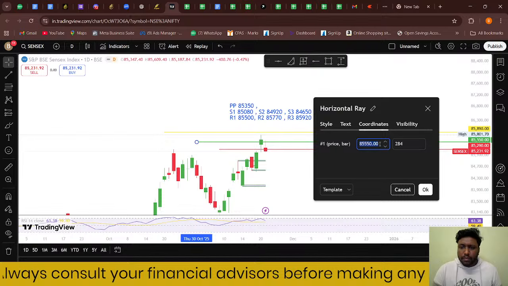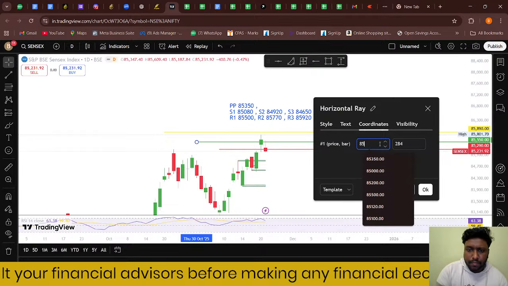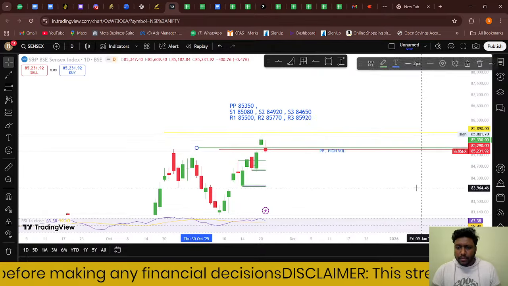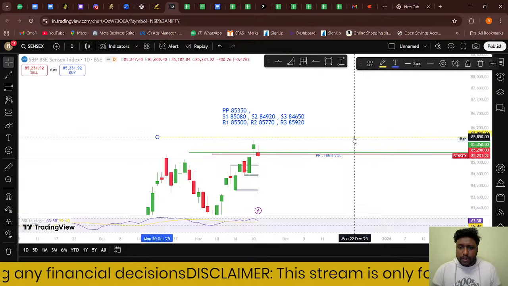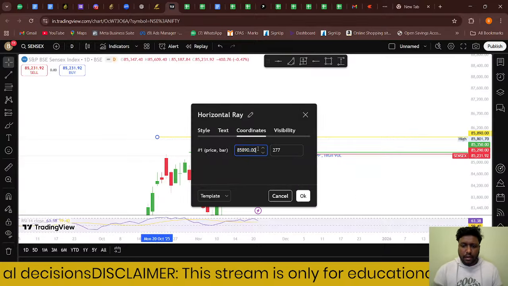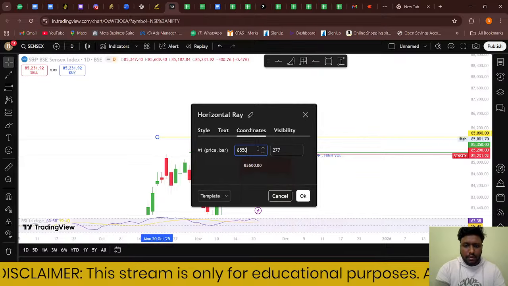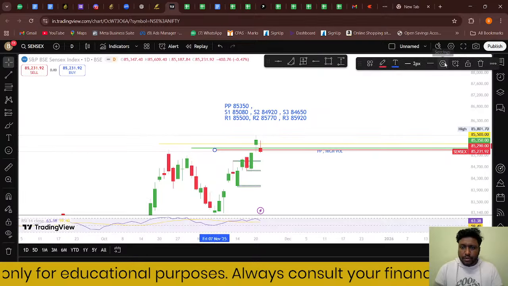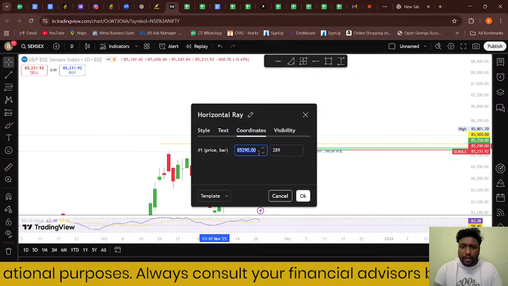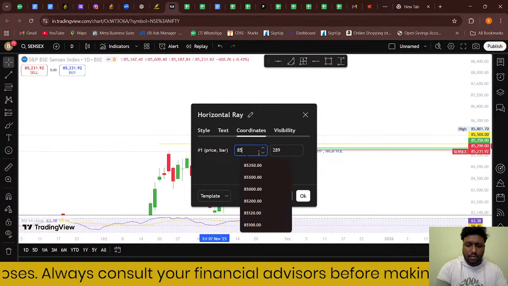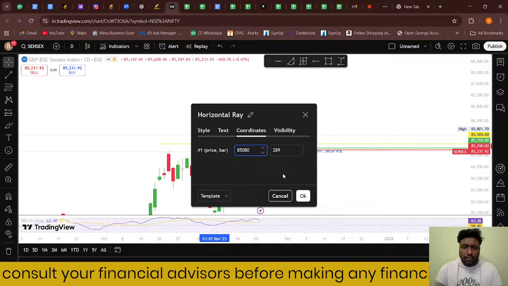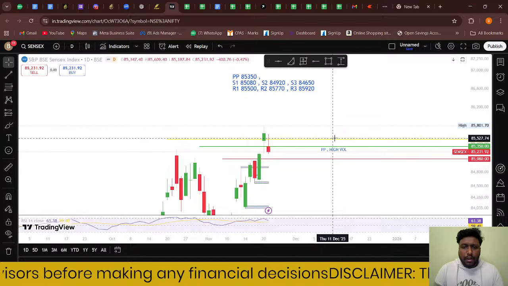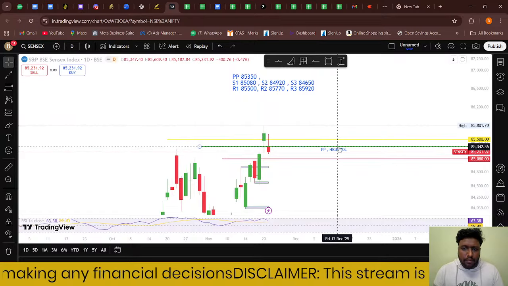So we will mark off the pivot line and plot a plan. 85,350 is where our pivot line comes. Resistance 1 is at 85,500, and with respect to support, it is 85,080, almost near 85,100. So these are resistance 1 and support 1 with respect to the pivot points.